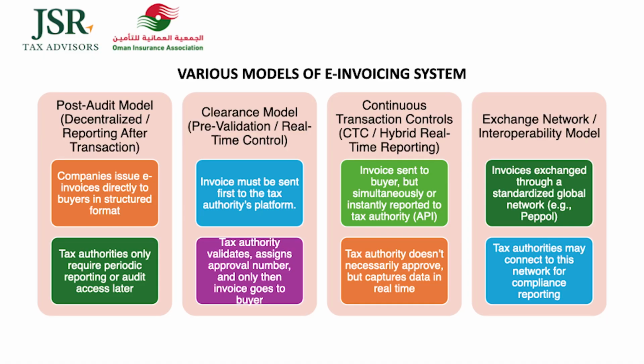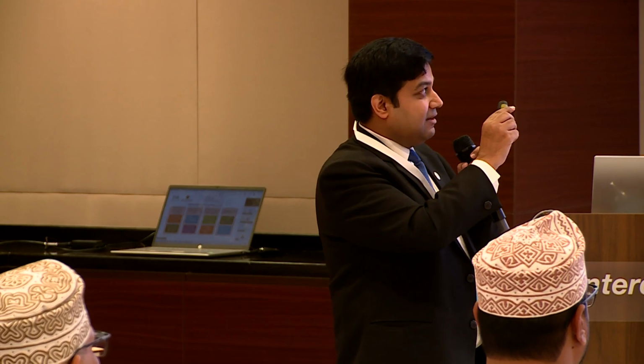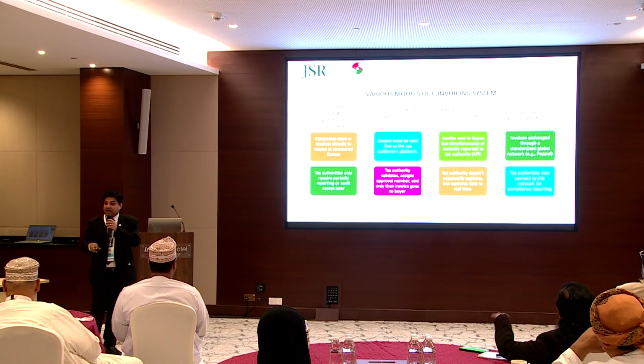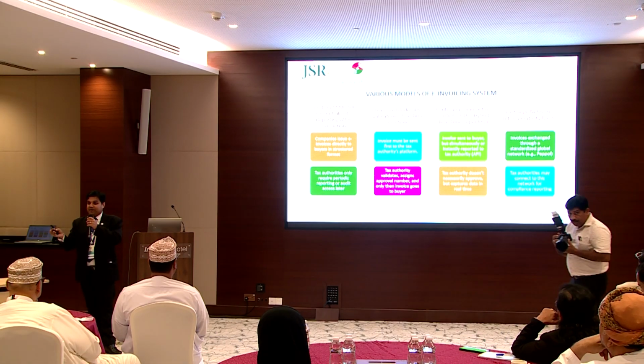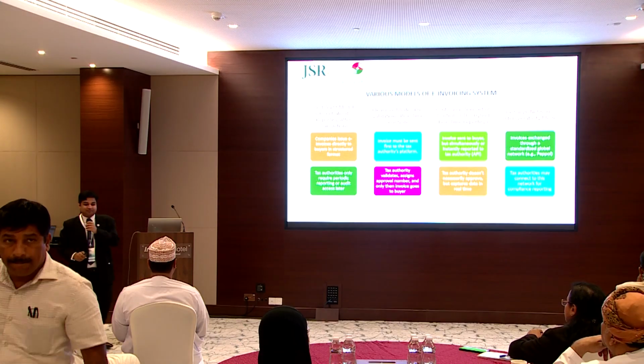So the difference between continuous transaction and exchange network is, in the third one, there is no common network. It is shared separately to the tax authority, shared separately to the customer, but at the same time. In the fourth one, there is a common network, so it goes all together, like we send one email with CC to all the parties. That is the difference between third and fourth.